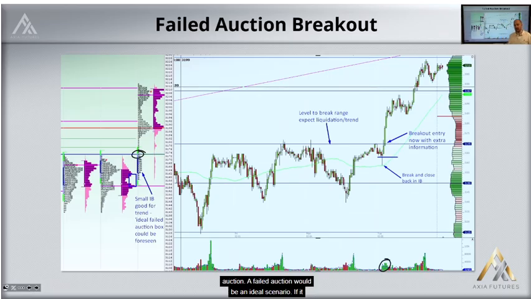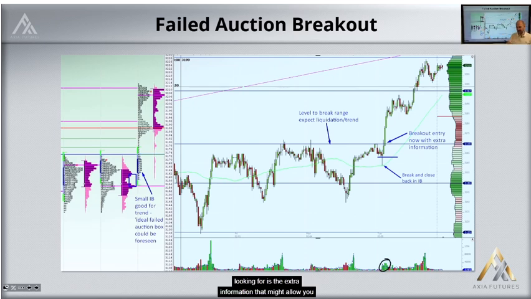A failed auction would be an ideal scenario if it fails to the downside to give a potential early entry for this trade. And it's about using what the early development is to help you in understanding where your trade might come in and giving yourself an early chance. The break of the highs is there all the time. We know what that trade is.